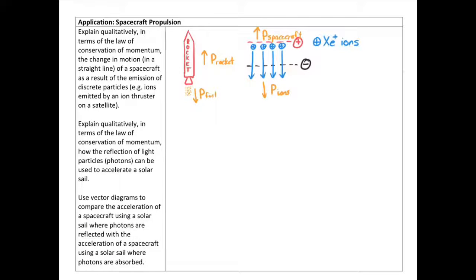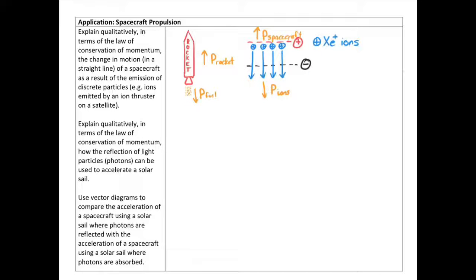So let's finish off by looking at our application for momentum in 2 dimensions, which is spacecraft propulsion. And we're firstly just going to consider a rocket. Basically, conservation of momentum is the principle that underlies the way a rocket works. So we have a rocket engine down here that expels very high velocity, burnt gas. So it burns the fuel and it expels that fuel at very high speed downwards in this case. So that fuel has a certain momentum.